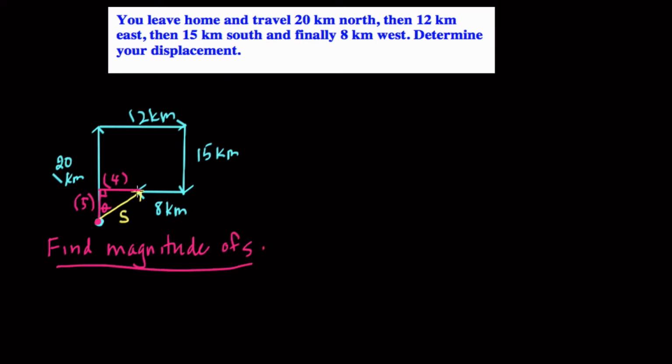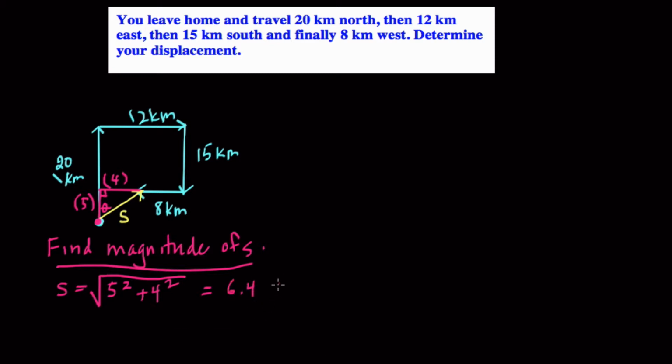So it's a right triangle. I'm going to find this yellow side. We see that this yellow side, this displacement that I've labeled S, is opposite the right angle, so that's the hypotenuse. And we have legs of 4 and 5. So the magnitude of the displacement is just going to be the square root of 5 squared plus 4 squared. And when I put that in a calculator, I get 6.4.